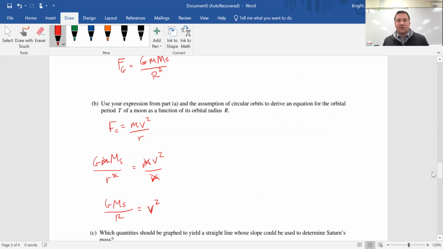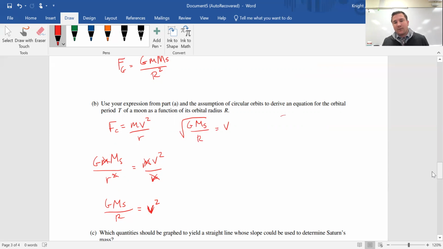And this is where this gets a little tricky, because we have to figure out a way to get rid of this velocity and replace it with a time, right? Because we want orbital period. We want this equation for orbital period and orbital radius. So how do I get this velocity out and the orbital period in? The first thing I'm going to do is take the square root of both sides. That would give me the square root of G, which is a constant, ms over r, is equal to v.